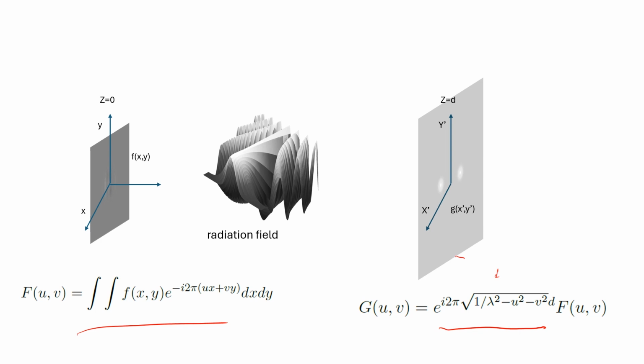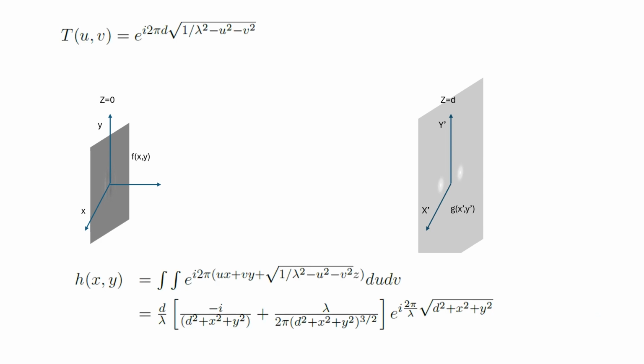Now, this is called a transfer function, right? Anytime we multiply the Fourier transform by a filter, that filter is called the transfer function. So this phase delay is the transfer function for propagation of signals in free space. Associated with the transfer function, we have an impulse response of the system. So the impulse response is the inverse Fourier transform of the transfer function. It turns out to have this form.